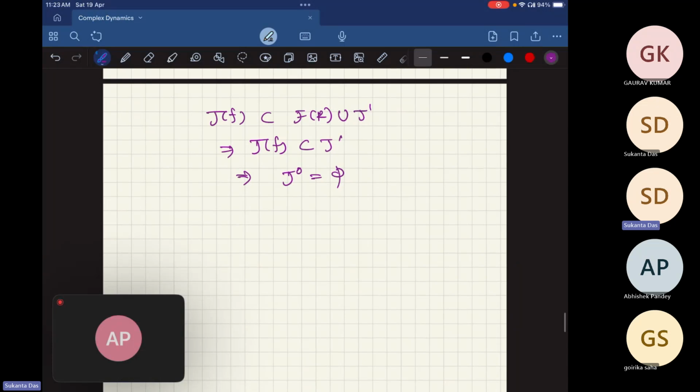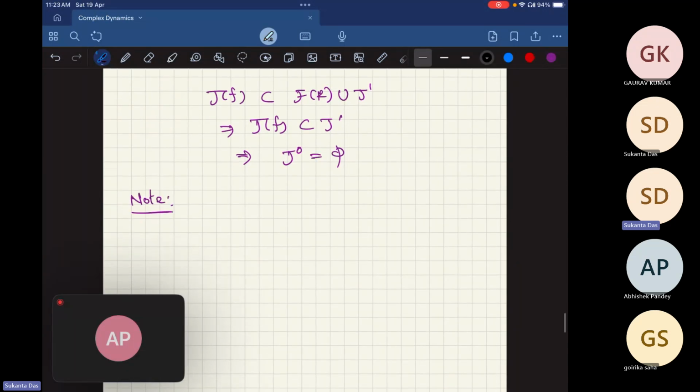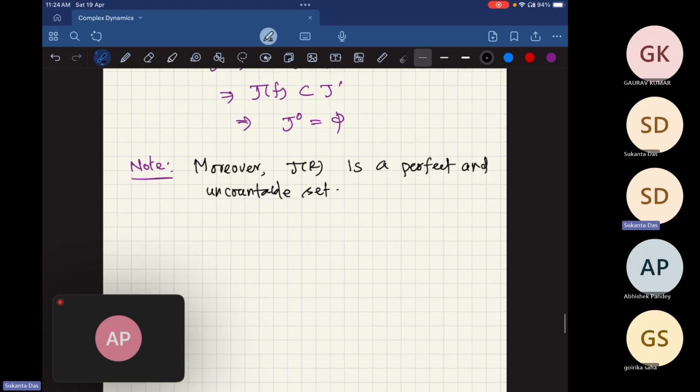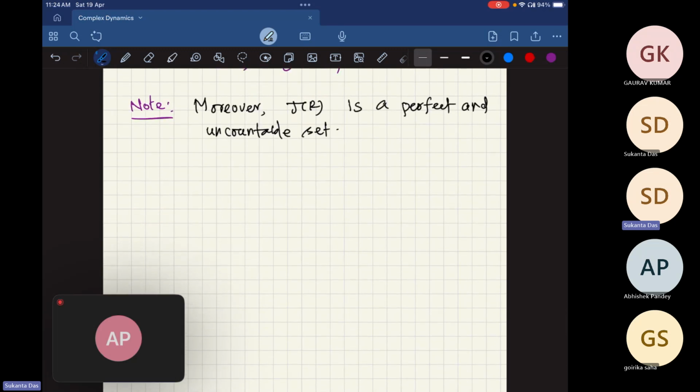So here is a note that, moreover, one can say this: the Julia set of a rational map of degree at least 2 is a perfect and uncountable set. Yeah. Okay.